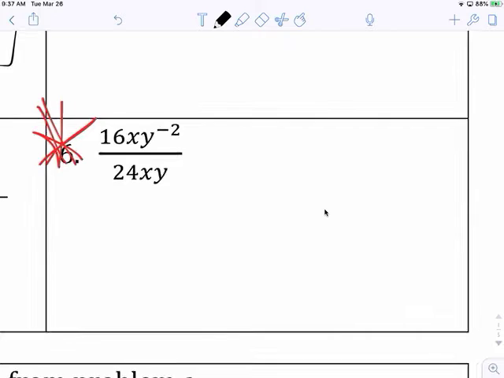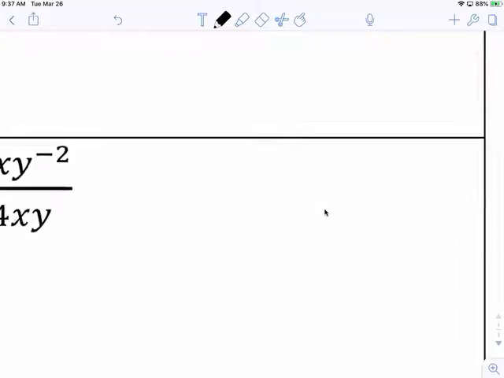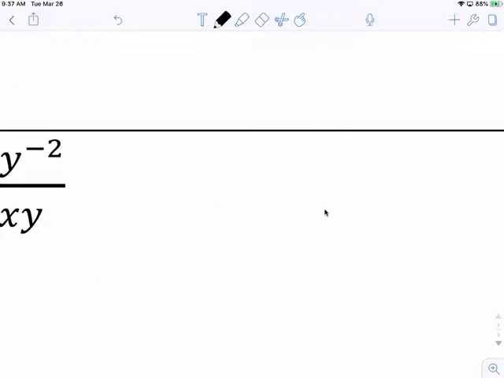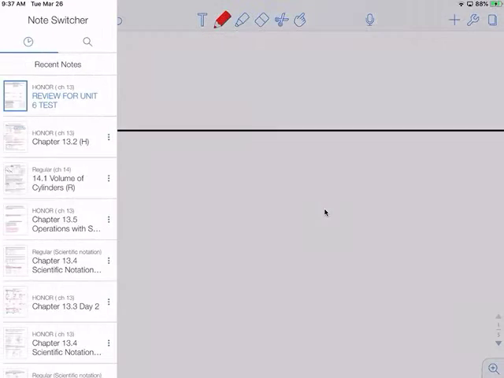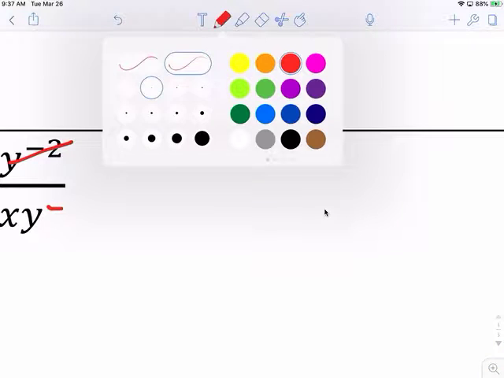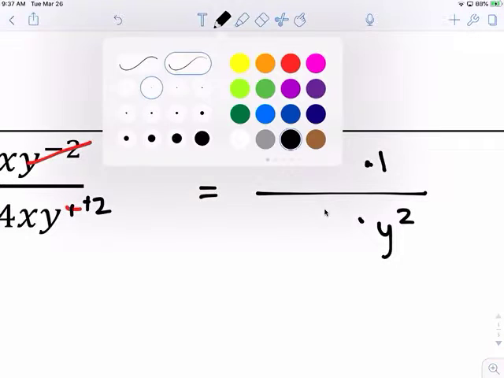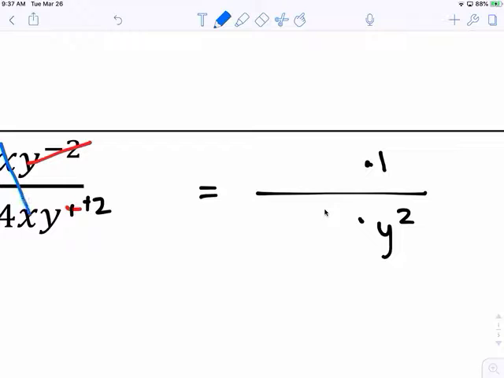Okay, this type. This basically is this. Let's take the y. Get rid of that one. Oops, sorry, that one. It's a minus a negative 2, so it's a plus plus. So that becomes a 1, y to the 2nd. Okay, we got the y done. Let's go to the x. The x's are the same. Cross them out. They become a 1, 1.